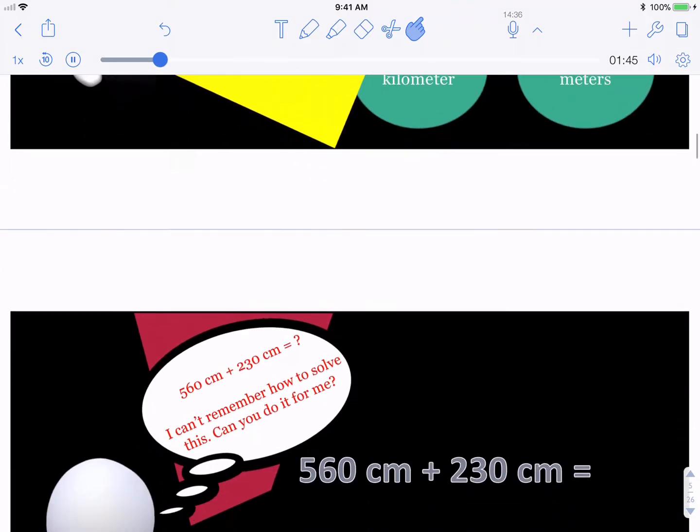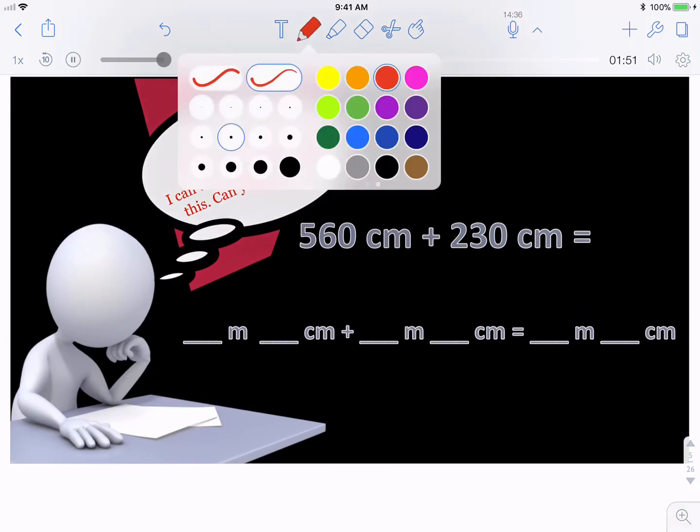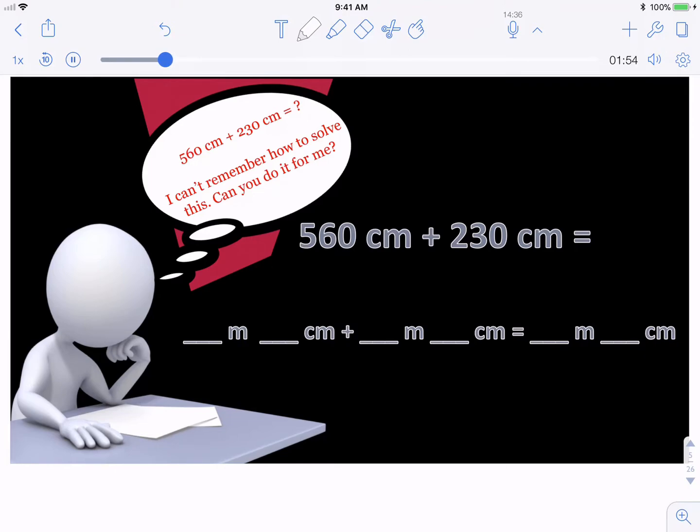Okay, 560 centimeters plus 230 centimeters. I can't remember how to solve this. Can you do it for me? First of all, think about meters. I'm going to go ahead and help you out just a little with this one. And I'm going to underline the meters. So we have 5 meters. How many centimeters are left in 560? And 2 meters. How many are left in 230? Go ahead and finish the rest on your own. Pretty easy stuff, I would say.